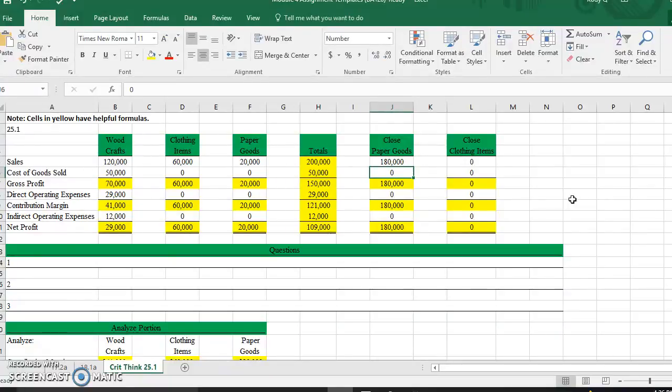But be sure to read, because as you go through, you're going to see in there it says, in the opinion of the owner, if the paper goods department is closed, a loss of $7,000 in sales could be lost by the woodcrafts department. So it's not the 180. It's going to be 173. So be sure to look at that and think, okay, maybe it's 180, but read all of those things.